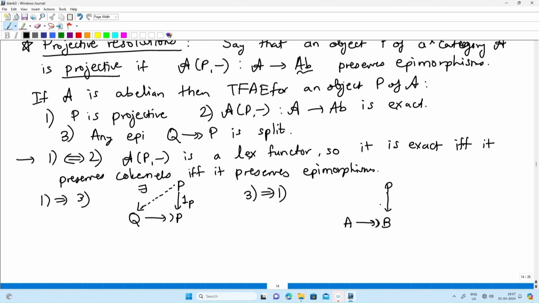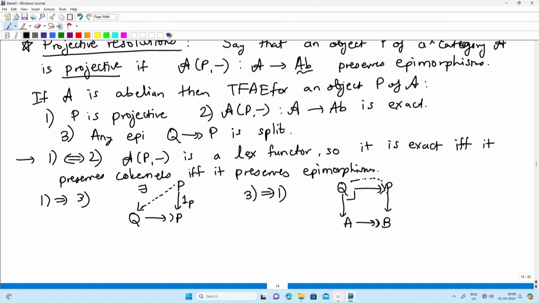What we do is construct a pullback. Okay, so this is the pullback. Let me call it Q. This is an epimorphism. So in an abelian category, we know that the pullback of an epi is an epi. So therefore, by property 3, there will exist a map in this direction. So if you want, I can write all these names. This is G, this is F, this is H, this is K, and this is S. So there is S over here, which is a splitting for K.